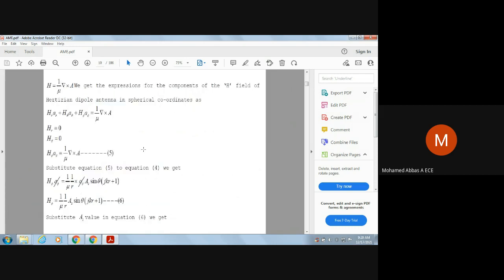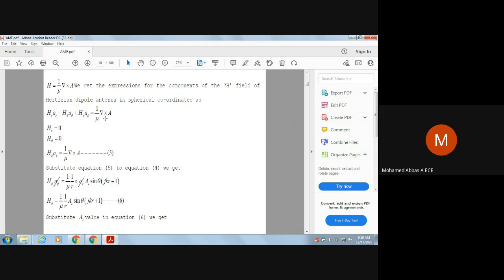Now again we have to find the magnetic field component. So in order to find the magnetic field components for the Hertzian dipole, we are going to apply the curl function with respect to the magnetic field H. So the relation is H is equal to 1 by mu del cross A. Now as per the vector theorem, we can expand H. So H is HR AR plus H theta A theta plus H pi A pi, that is equal to 1 by mu into del cross A.